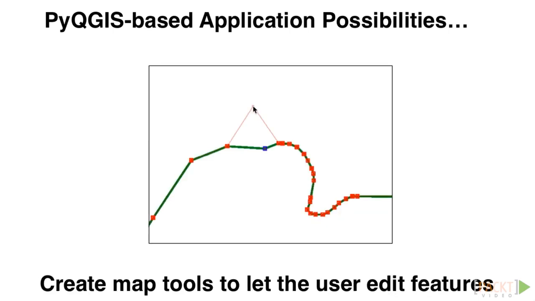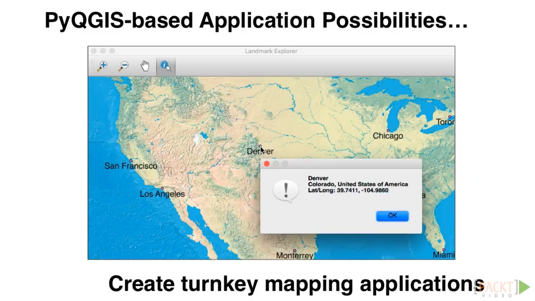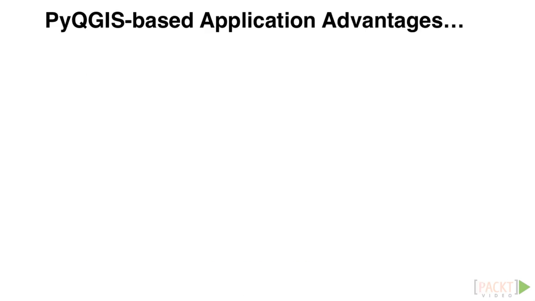You can also create custom map tools that let the user edit or interact with spatial features on the map. You can use tools such as QGIS Distance Area and the QGIS Network Analysis Library to perform complex analysis on geospatial data. And, as we saw earlier, it's quite possible to create your own turnkey mapping applications with complete control over the user interface. Let's now take a look at some of the advantages of using PyQGIS in this way.